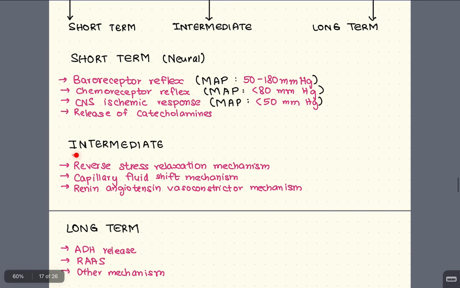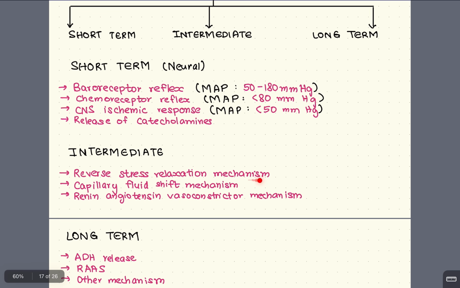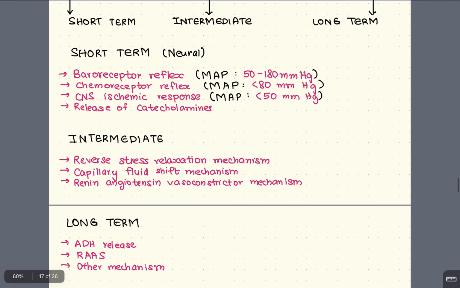Now, the intermediate ones are the reverse stress relaxation mechanism, the capillary fluid shift mechanism, and the renin-angiotensin vasoconstrictor mechanism. Here we have already talked about the RAS mechanism. In that we discussed that angiotensin 2 has a potent vasoconstrictor effect, and the vasoconstrictor effect causes increased BP. So we've already discussed that.